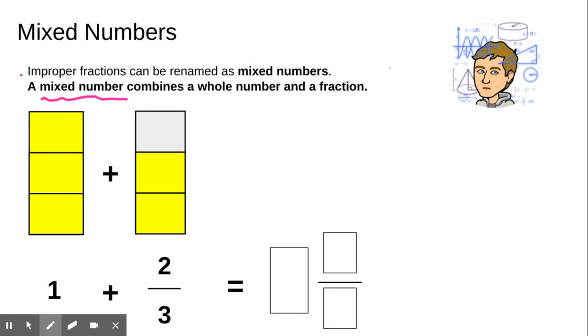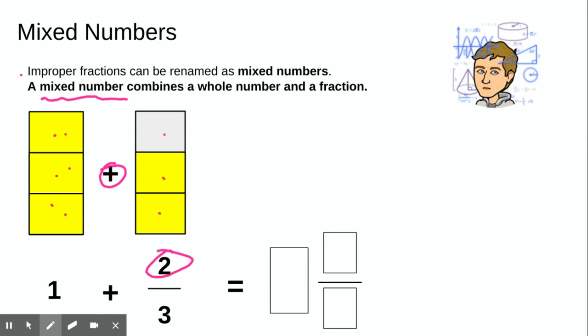So our first rectangle here, I see that it's split into 1, 2, 3 equal parts, and 1, 2, 3 of those equal parts are shaded yellow. So instead of writing 3 over 3, I'm just going to write 1, because all 3 of the 3 equal parts are shaded yellow. Now we're adding one more rectangle. This one I see is also split into 1, 2, 3 equal parts. Ooh, but I see only 2 of the 3 equal parts are shaded yellow.